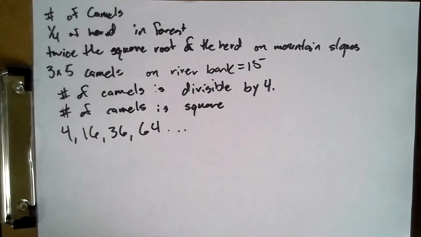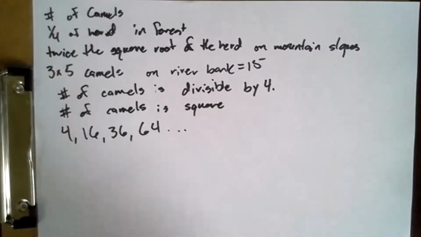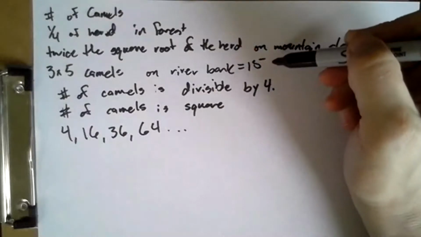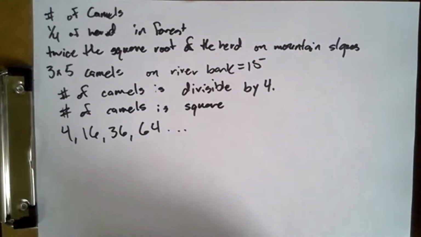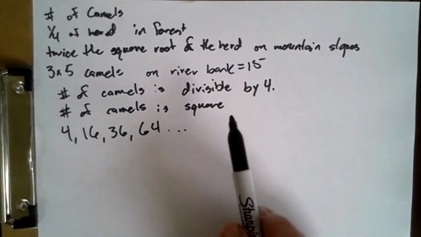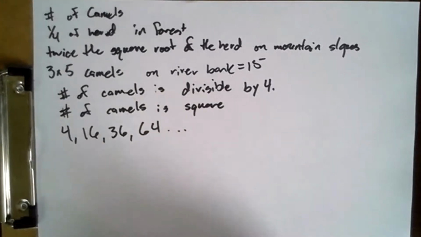We can also say that this number must not just be a multiple of 4. Okay, it can't be a multiple of 8 is the other thing I'm trying to say here, because if it's a multiple of 8, we won't get an odd number of camels if we take away a fourth and twice the square root, because we already know that the square root of the number has to be even.